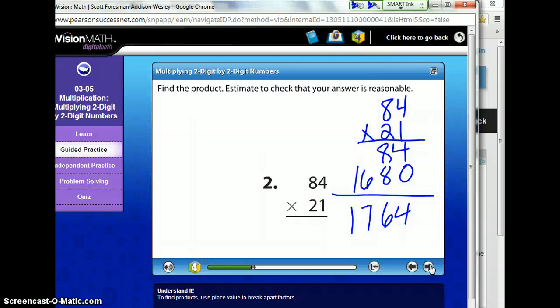Did you have this part right here, the 84? Did you have this part here? No. Did you forget to put in the 0, the placeholder? Very important. Very important. Okay, let's move on to our next one.